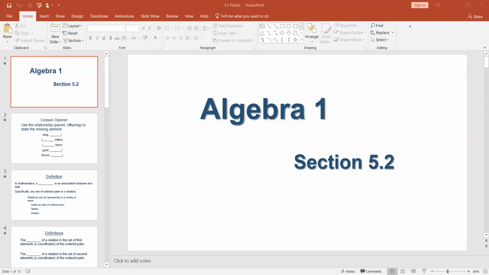Right, so this video is covering Algebra 1, Section 5.2. Now we're going to take what we learned about plotting points and looking at ordered pairs and the x and y coordinates and how we find those. And we're going to look at the relationships between these different ordered pairs and between the x and the y. So we're going to talk about relations and functions in this section.